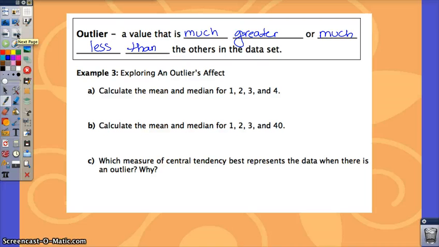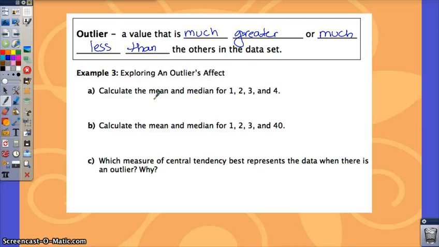When you have an outlier, it affects some of the measures of central tendency. Let's take a look at a simple example here. Find the mean and the median of 1, 2, 3, and 4. Then find the mean and the median of 1, 2, 3, and 40. And which measure of central tendency best represents the data when there is an outlier and why?